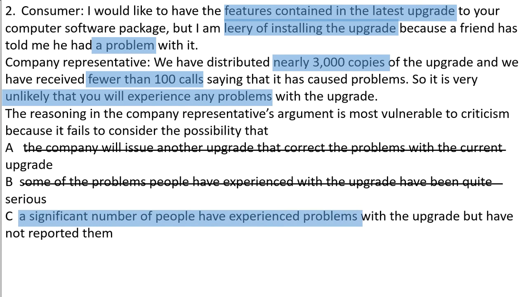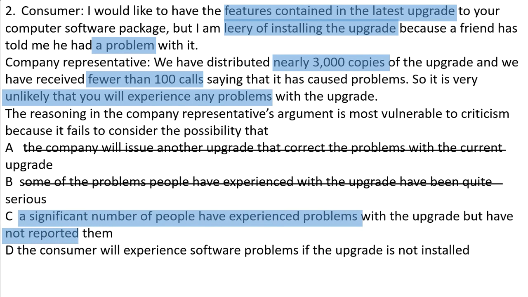Option D: the consumer will experience software problems if the upgrade is not installed. It says that if the upgrade is not installed, then the consumer will face some problem. Does it refute why the calls are fewer than 100? No. So option D is irrelevant and is eliminated.